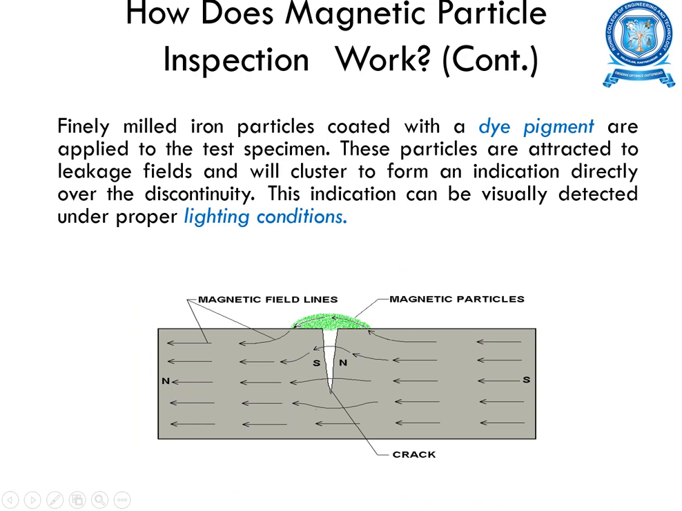So how does magnetic particle inspection work? This is a continuation of that. You can see the test specimen is here, and initially it is magnetized. Once the test specimen is magnetized, magnetic particles are sprayed above it, and due to the discontinuities in the magnetic lines of force, the particles are attracted to the leakage field and cluster to form an indication directly over the discontinuities. This can be visually detected under proper lighting conditions. Likewise, you can find out the crack.